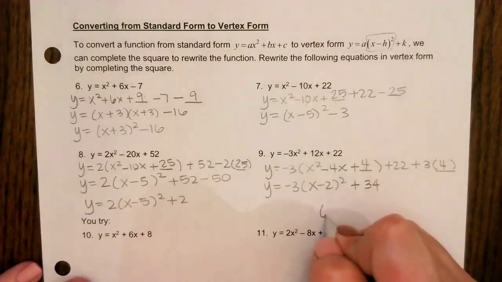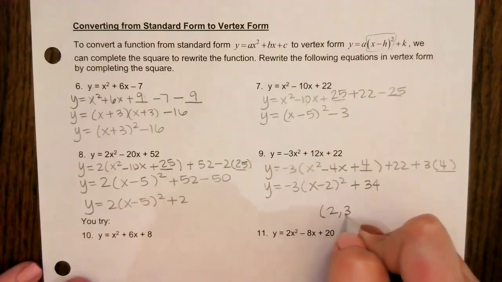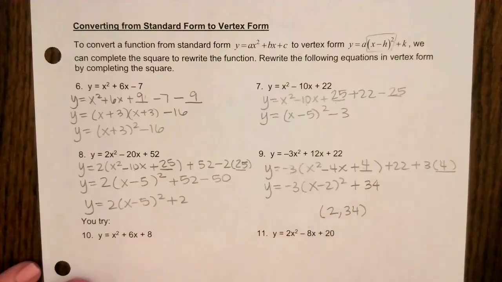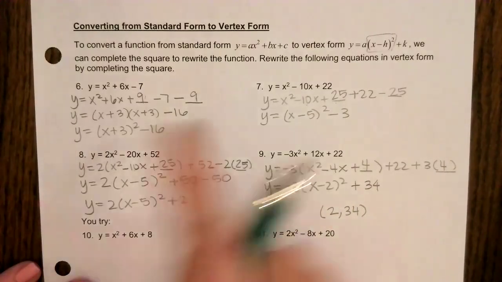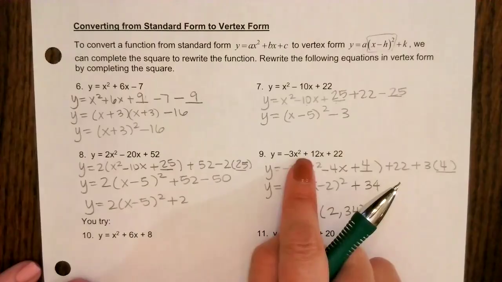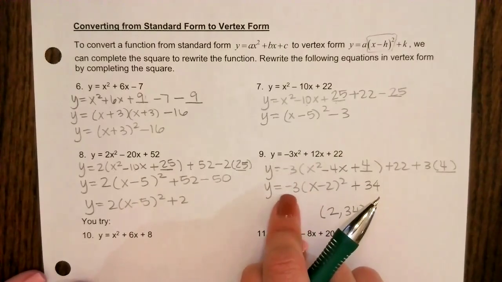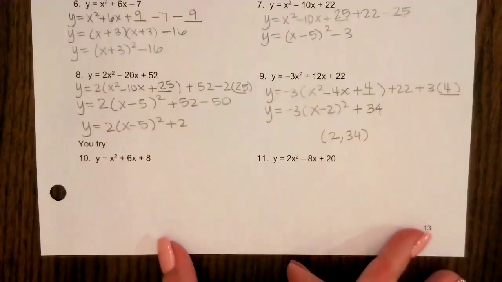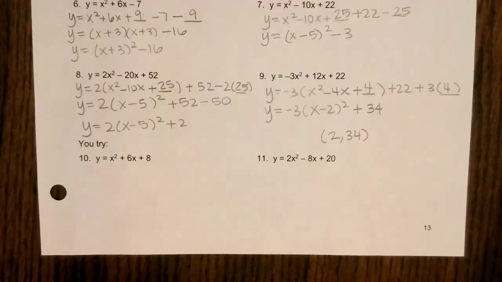This equation gives me my vertex, 2, 34. Remember, that's h and k for the vertex. So if they gave you an equation like this in standard form and they asked you for the vertex, you would need to convert it to the vertex form so you can pull the vertex out. All right, try the next two here and see if you can find the vertex form from that standard form. Go ahead and pause it and check your answers.